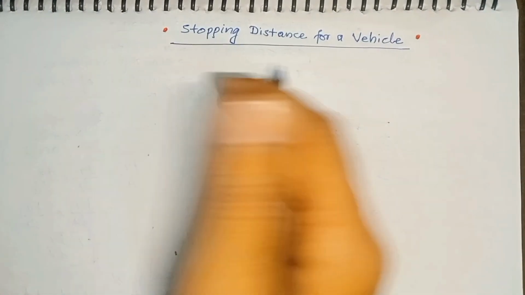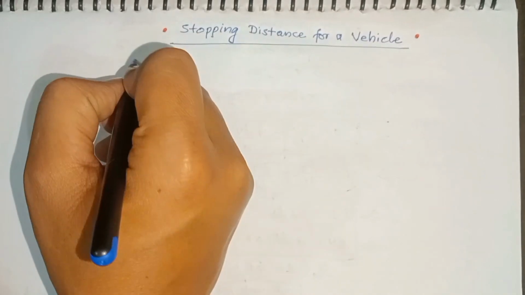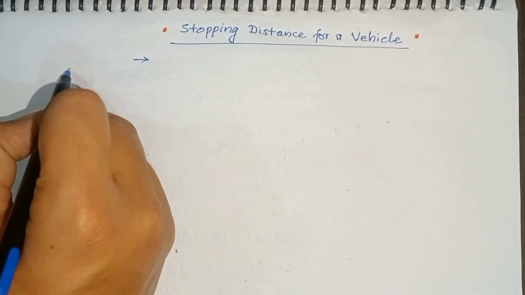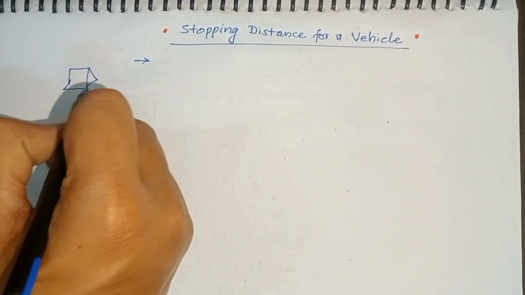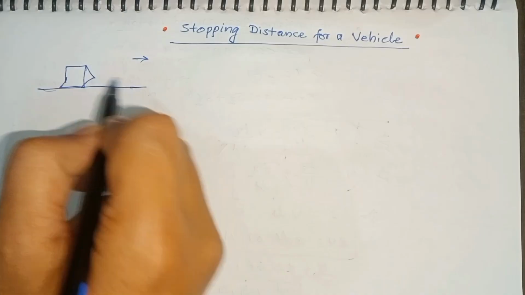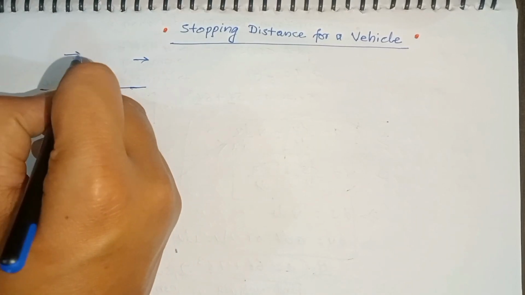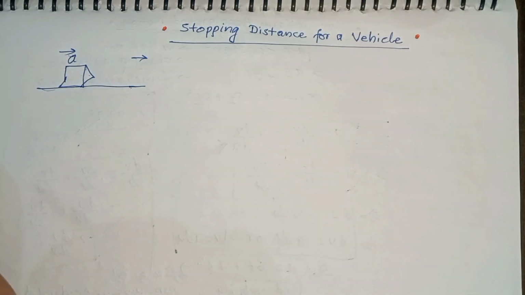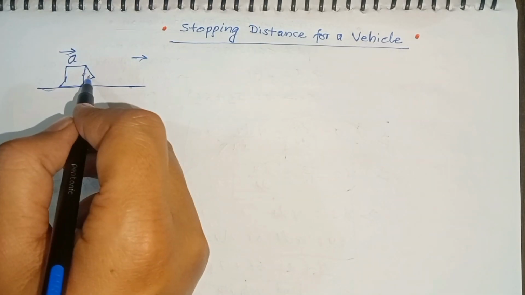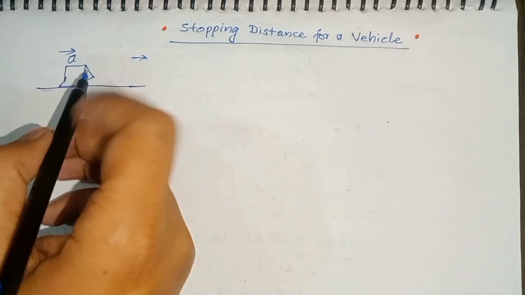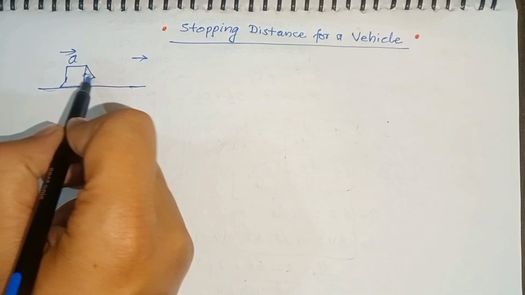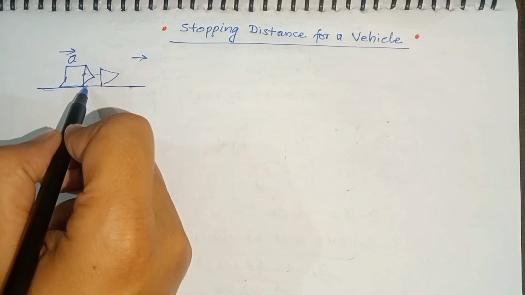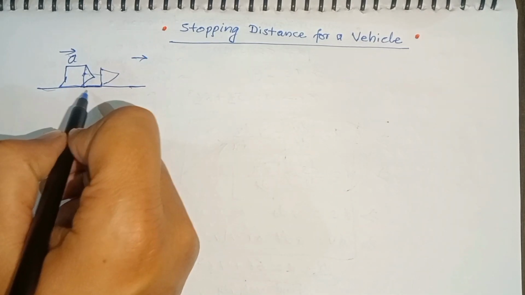Let's study the topic of stopping distance for a vehicle. What this stopping distance means: suppose this is a vehicle moving on a road with some acceleration, and we suddenly apply brakes. Just because we applied brakes, it will not stop there. It will travel some distance and then it will stop. After applying the brake, it will cover some distance, and this distance is called the stopping distance.